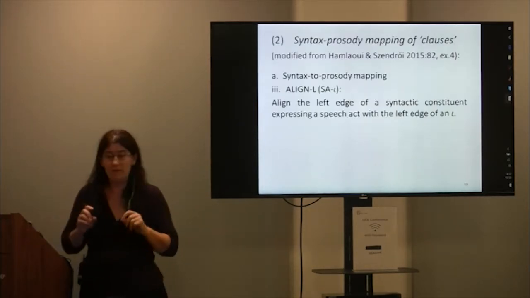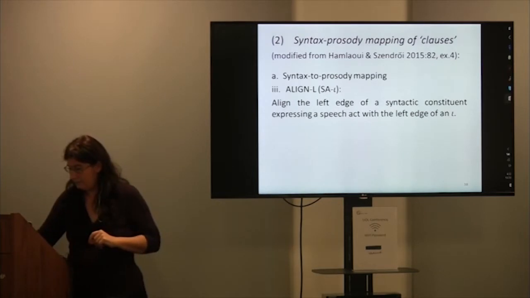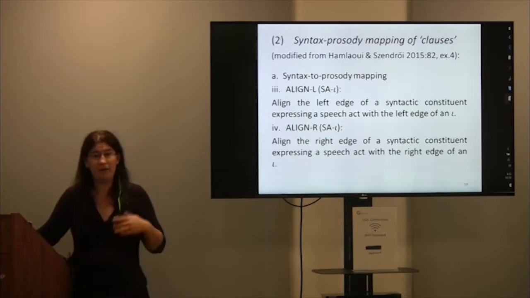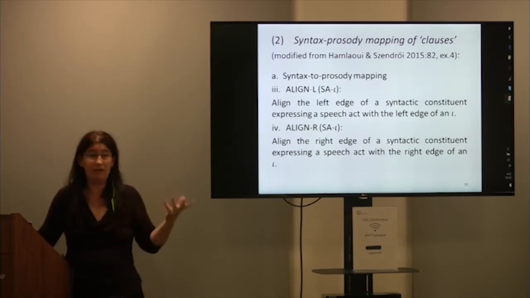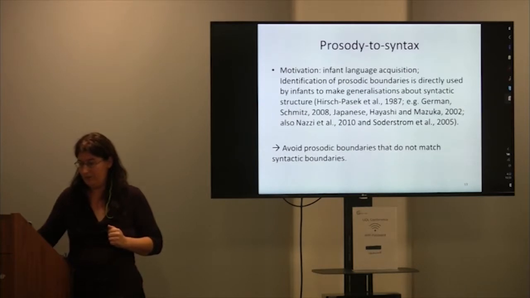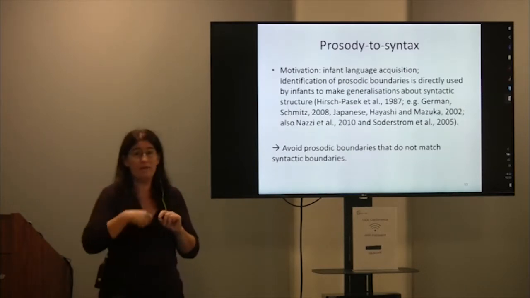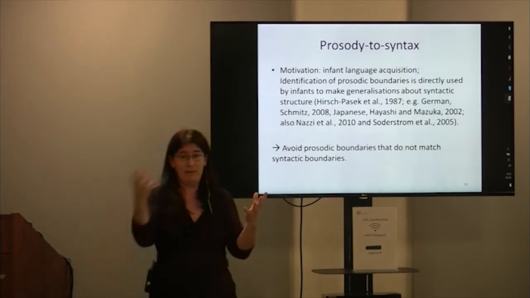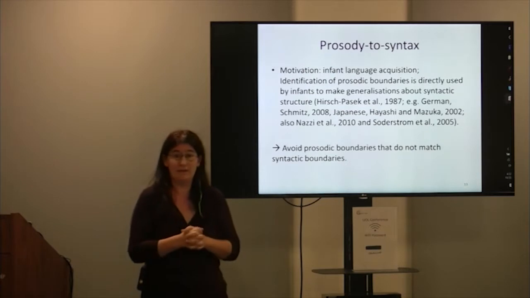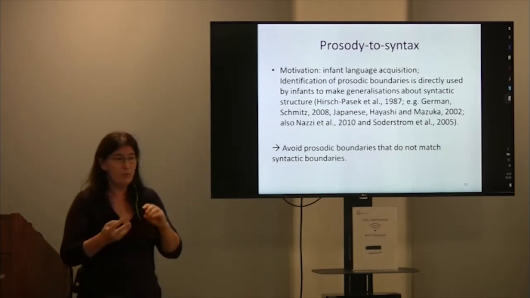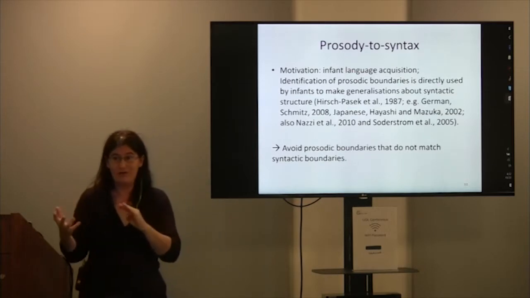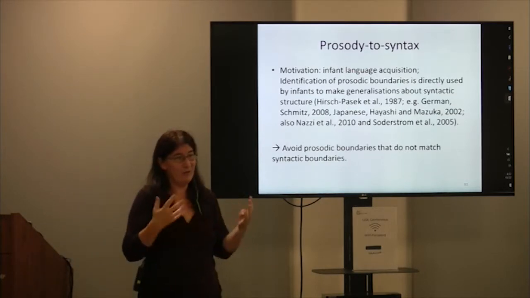As I said, we also adopt the idea that speech acts are also mapped onto intonational phrases. Now, when it comes to the prosody to syntax mapping, the mapping in the other direction, from prosody to syntax, your motivations are different. Why would you want to mark your prosodic structure in your syntax? Why would you want to do that?